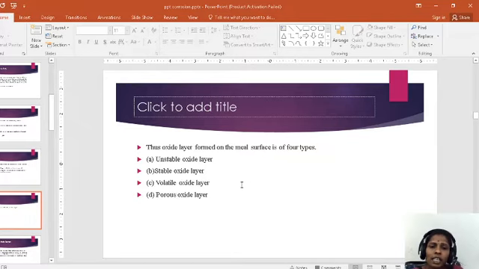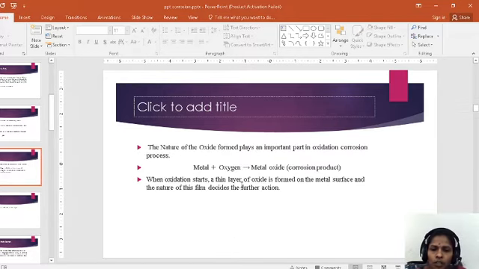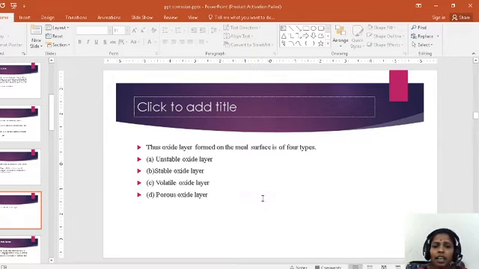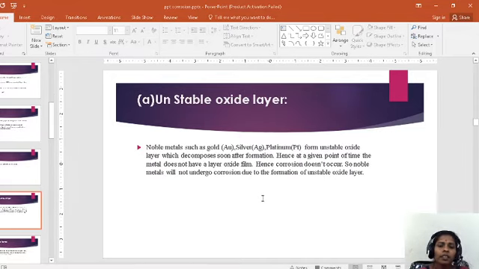So based on the action of these oxide layers, they are classified into four types. One is the unstable oxide layer, the stable oxide layer, the volatile oxide layer, and the porous oxide layer. These are the four types of oxide layers: unstable, stable, volatile, and porous. So let us see them one by one.